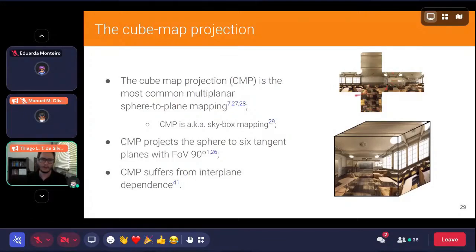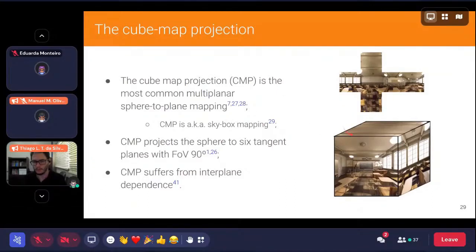So what's the main advantage of using this kind of representation? The main advantage is that we have a little bit less distortion. If you compare it with a rectangular projection, we see that it's well behaved on the cube and not so well behaved on one plane as in the rectangular projection.